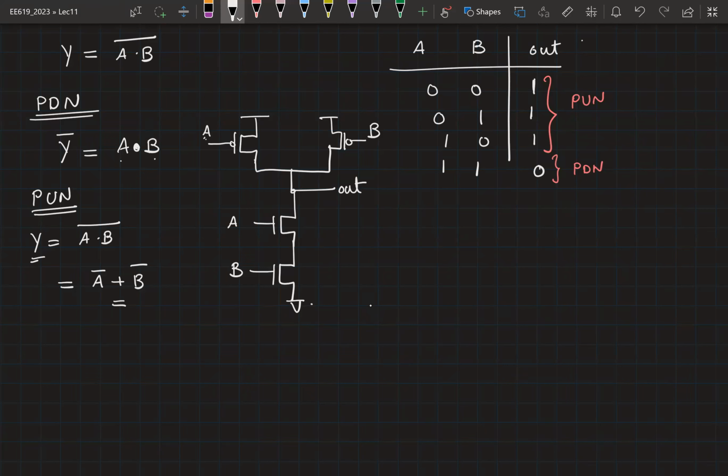Now, a quick way to do the pull-up network is you do the pull-down network as usual, and then you take the dual of it. So if you have something in series in the pull-down network, it becomes parallel in the pull-up network. For example, here the A and B are in series. Therefore, in the pull-up network, they are in parallel, okay? And vice versa. Parallel in the pull-down network will become series in the pull-up network. Okay, so quickly do Y equal to A plus B bar.